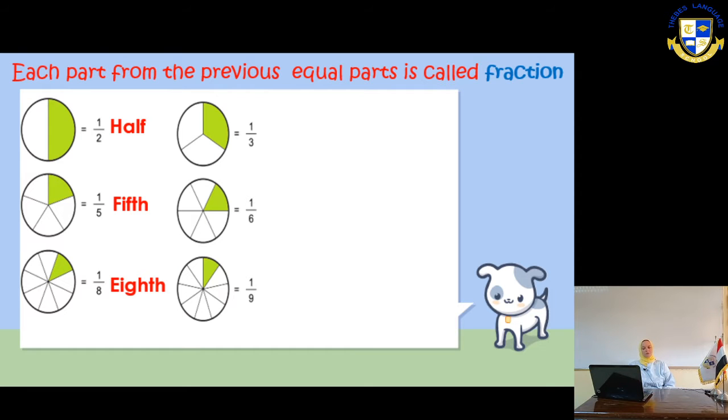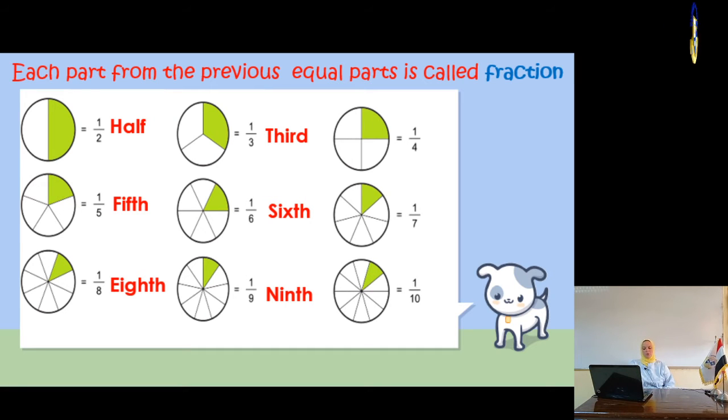Now we have other circles: 3 equal parts, we represent it as 1/3, 6 equal parts, we represent it as 1/6, 9 equal parts, we represent it as 1/9, and we can call it third, sixth, and ninth. Okay, another picture. We have 4 equal parts, and we represent it as 1/4, 7 equal parts, and we represent it as 1/7, 10 equal parts, and we represent it as 1/10. And we can call it fourth, seventh, and tenth.